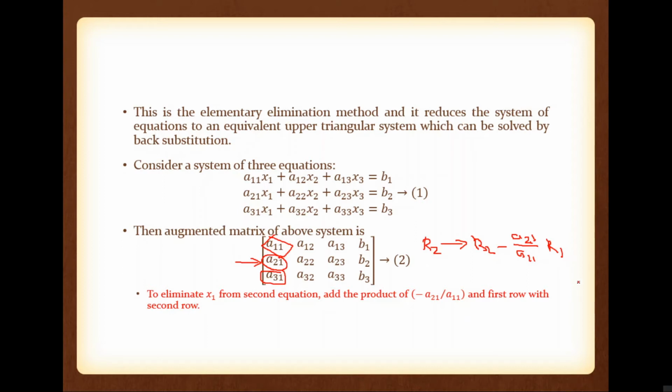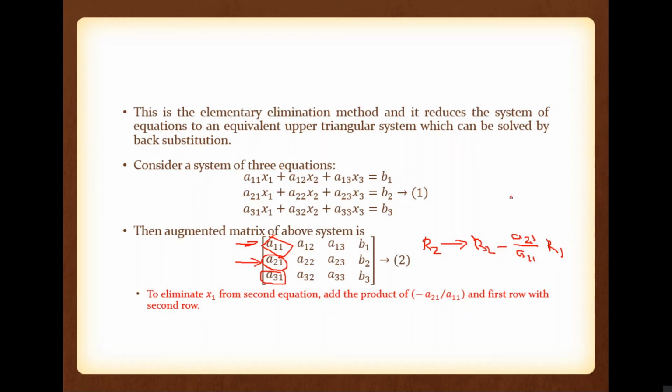Is it okay? Please note, we are modifying R2. Why are we modifying R2? To remove A21. So the equation will be R2 minus A21 divided by the pivot A11 into the row corresponding to the pivot. The row corresponding to the pivot is this one, that is R1. So the row corresponding to the pivot is known as the pivot equation. Please note that. Is it clear?